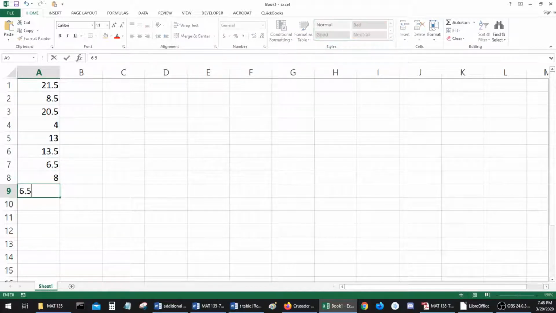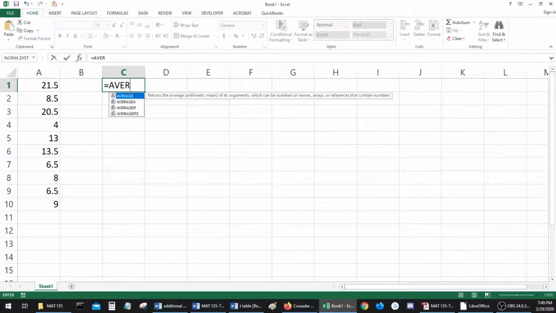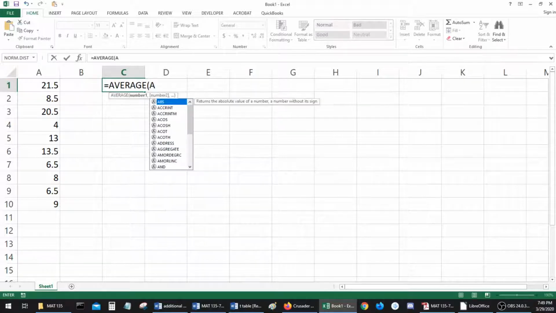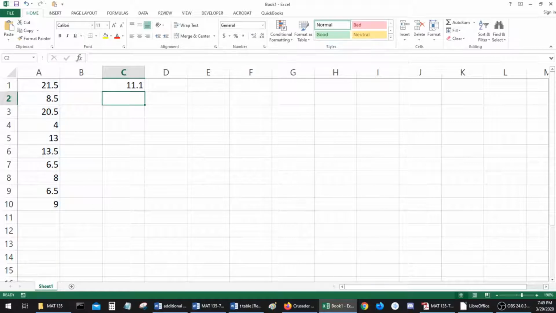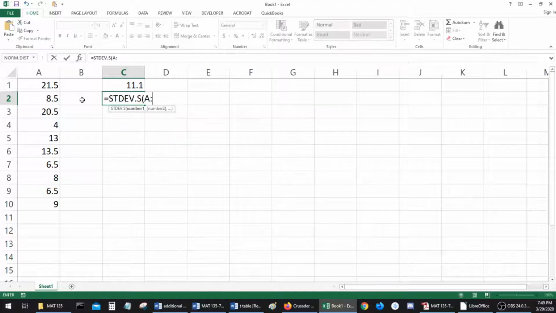Feel free to skip this part. 6.59. Okay, there's all of my data. Just double checking I typed it correctly. Remember, for Excel, you can do equals average, and then you can average the entire A column. There's my average, and you can do equals standard deviation. Remember, we're doing sample standard deviation of the A column, and we get that. So I'm going to write these two values down. The mean is 11.1, and the standard deviation is 5.957.